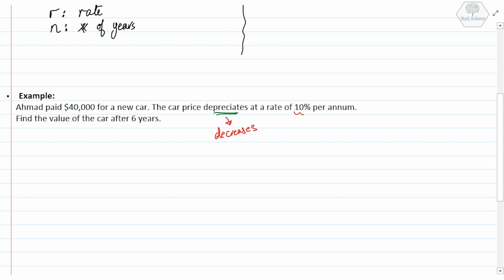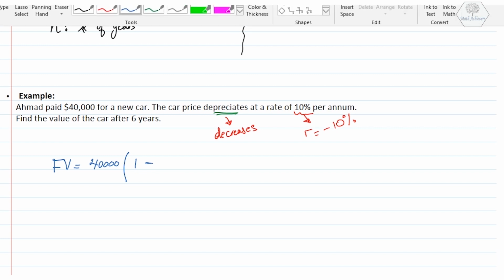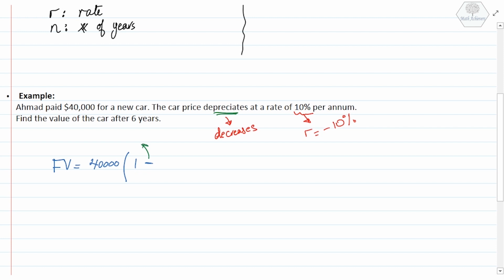Since it decreases, this rate must be negative. So r is equal to negative 10%. Now let's find the future value. The future value is equal to the present value, which is 40,000, times 1 minus, because there is depreciation in value, 10 over 100, to the power of 6.